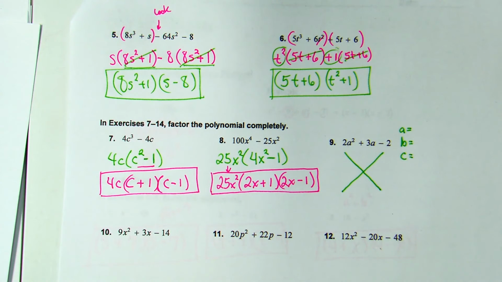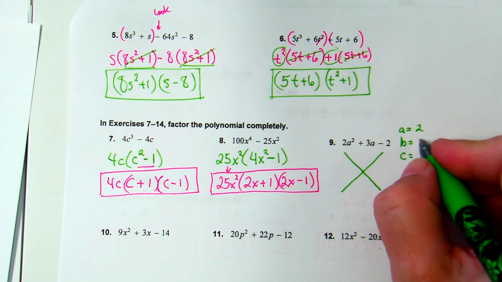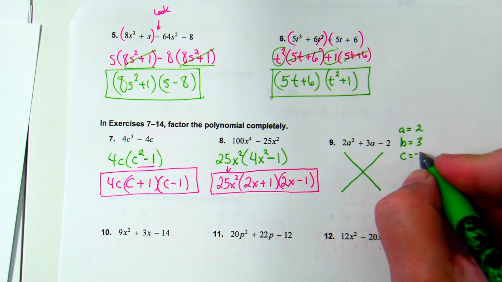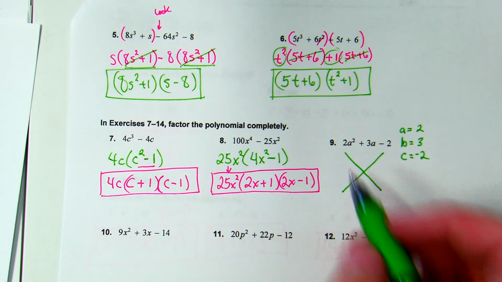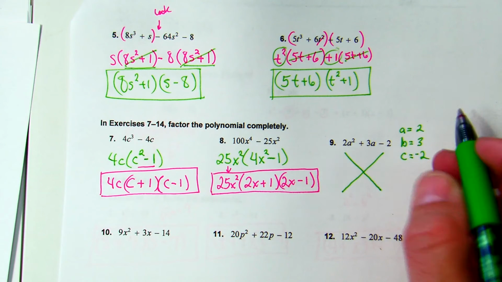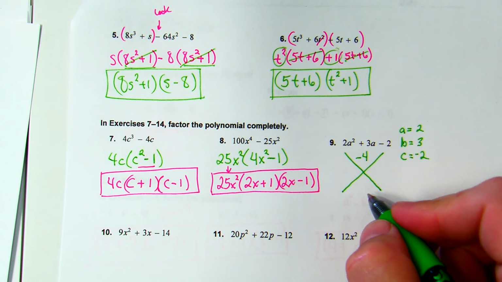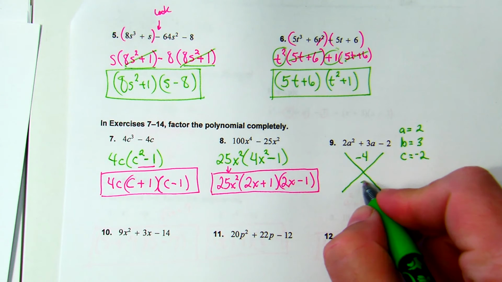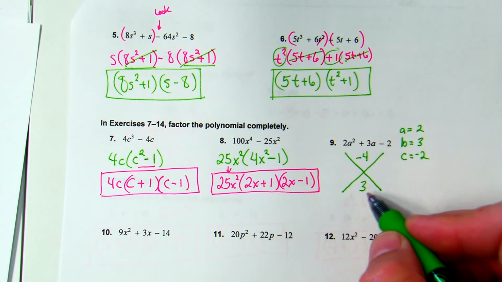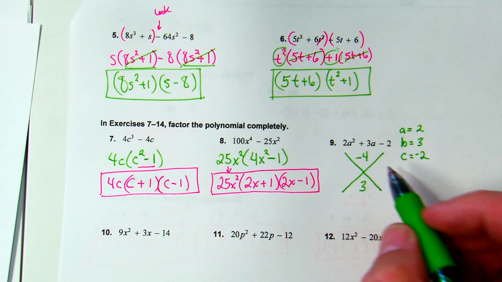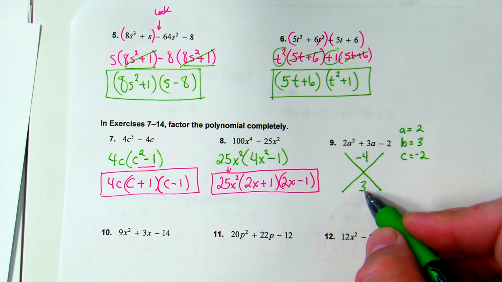So what is the value for A? 2. What's the value for B? 3. And the value for C? Negative 2. Yes, negative 2. All right, and then remember that in the top we have A times C. So 2 times the negative 2 is a negative 4. On the bottom we always have B. B always is in the bottom, so we have a positive 3. And now, because this is negative, we're looking for the difference that will become a 3. We multiply two things together to get negative 4, but the difference should be a positive 3.